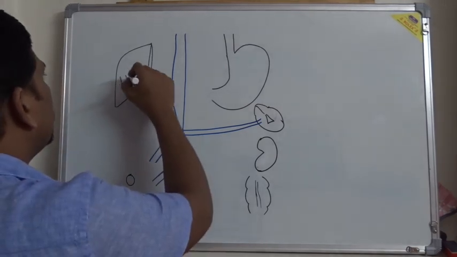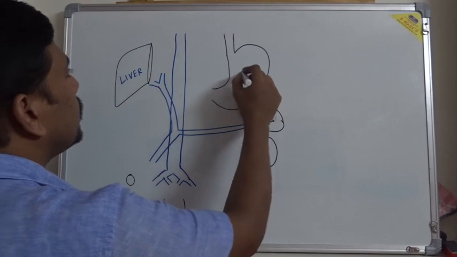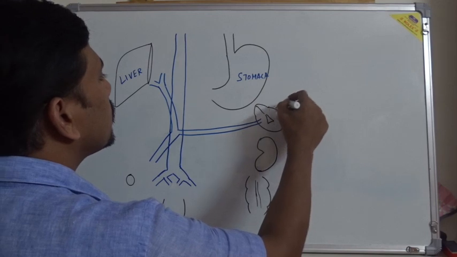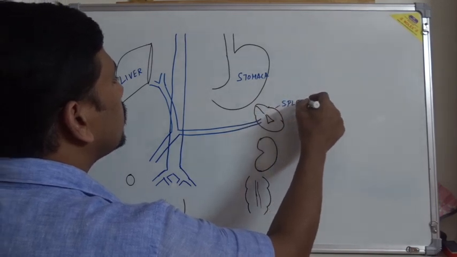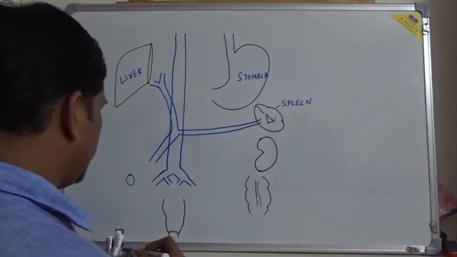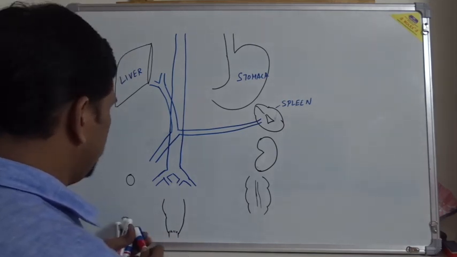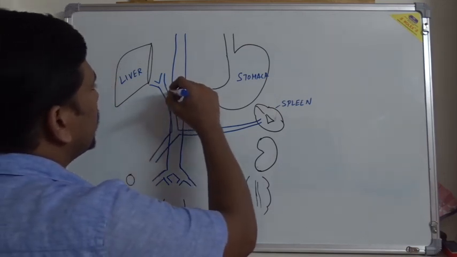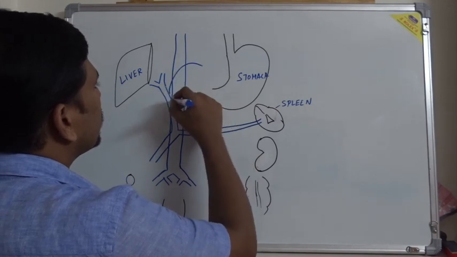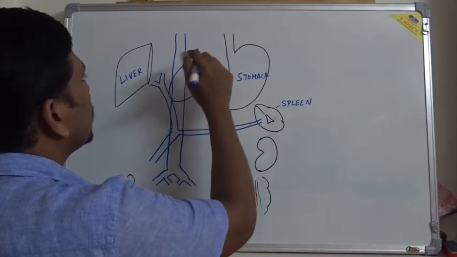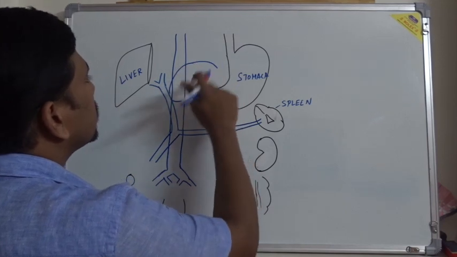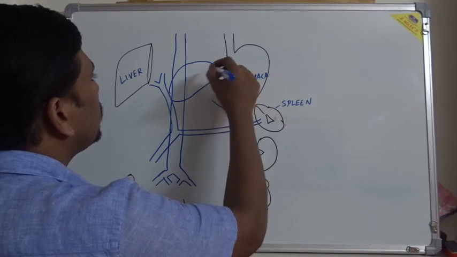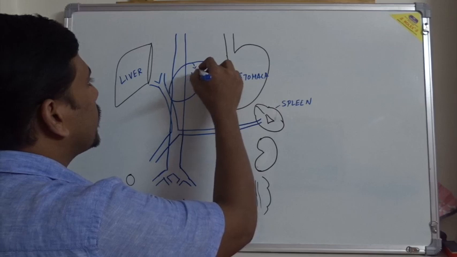So this is liver, this is stomach, spleen. First we'll see the tributaries like the left gastric vein and the right gastric vein, which are here like this. This one is the left gastric vein.